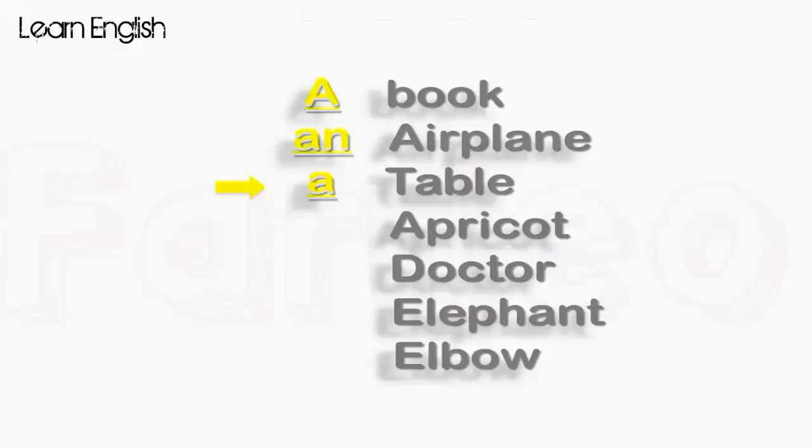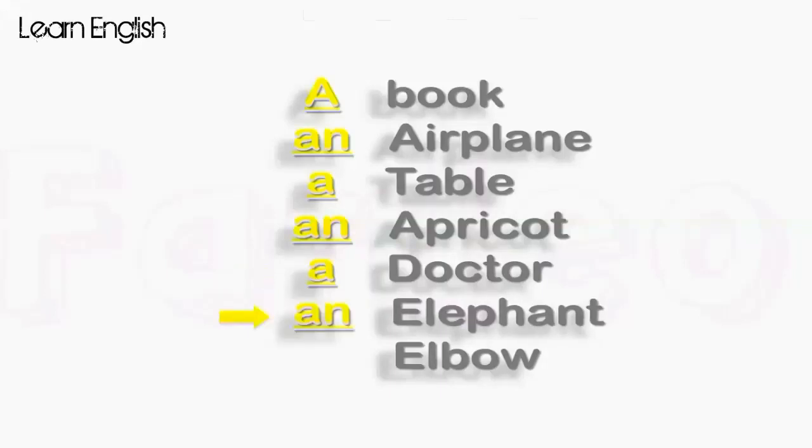The next example that we have is apricot. Now, apricot is the name of a fruit and it starts with a vowel, so we will have to put an apricot. The next example that we have is doctor. Now, doctor starts with a D, which is again a consonant, so we will have to put a in front of it, a doctor. The next example that we have is elephant. Now, elephant is the name of an animal, kind of a huge one, so we will have to put an in front of it because elephant starts with the vowel E.